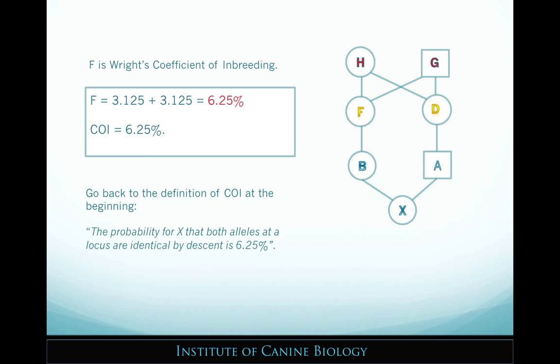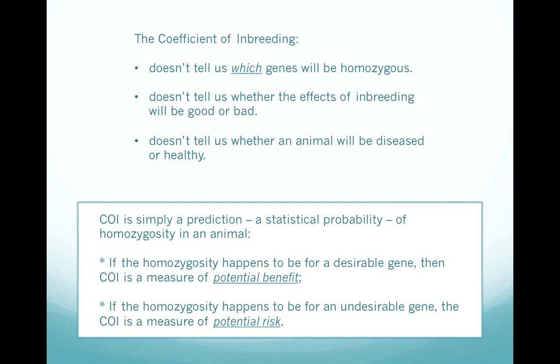Okay, finally, I want to just emphasize a few points that are important for you to remember. First of all, the coefficient of inbreeding doesn't tell you anything about which genes will be homozygous. They can be good genes, they can be bad genes. You don't have any way to know. Second of all, it doesn't tell you whether the effects of inbreeding will be good or bad. And finally, it doesn't tell you whether an animal will be diseased or healthy. An animal with a high coefficient of inbreeding can be healthy. An animal with a low coefficient of inbreeding could have a whole raft of health problems.